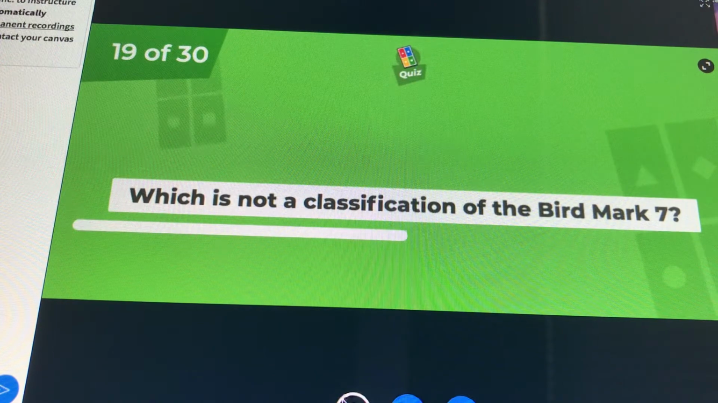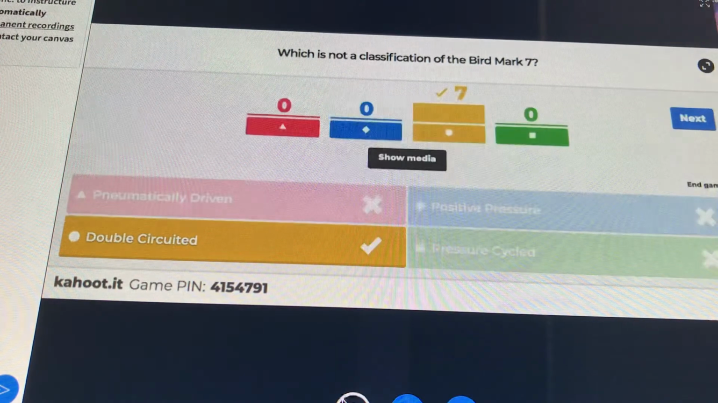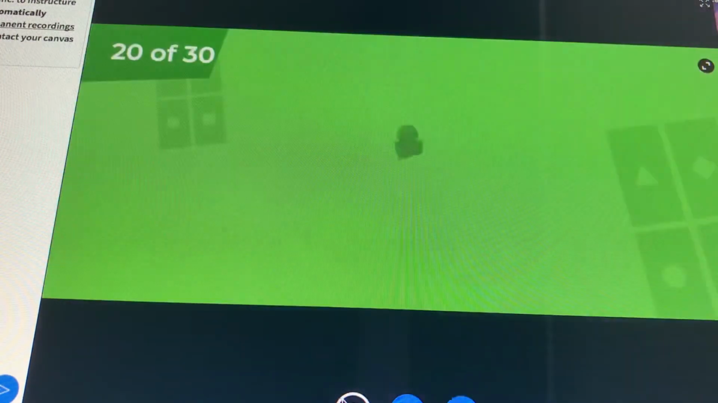Okay? Which is not a classification of the Bird Mark 7? It is not double circuited, it is single circuited. Good job.